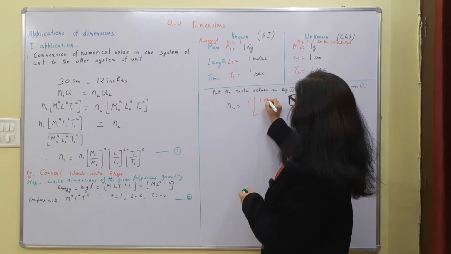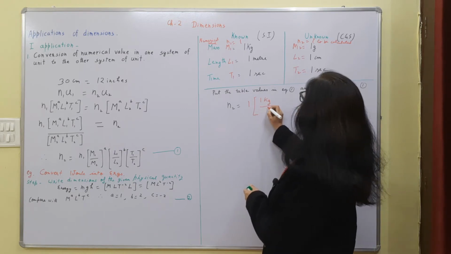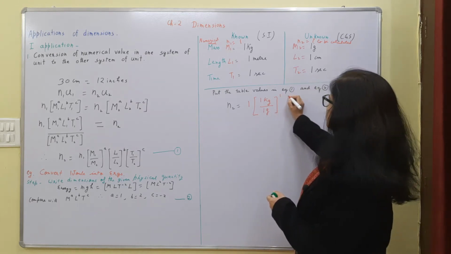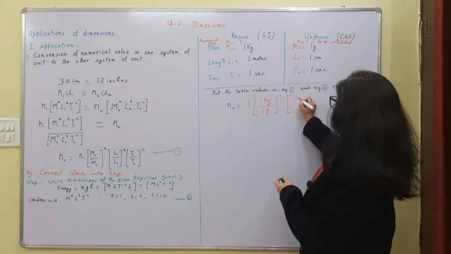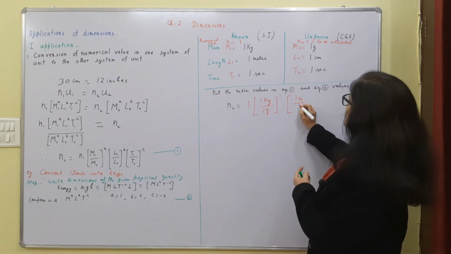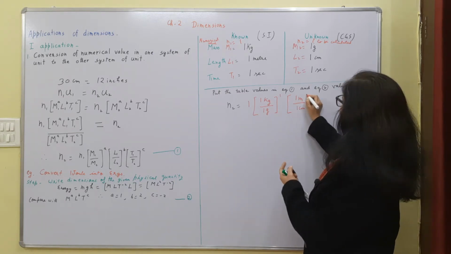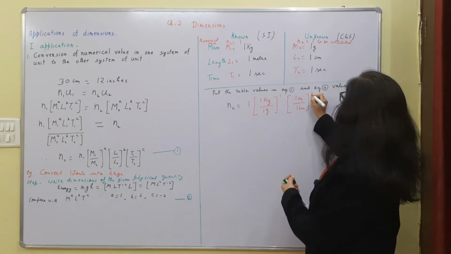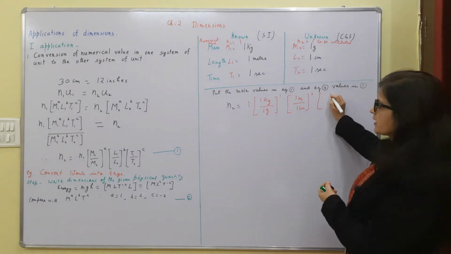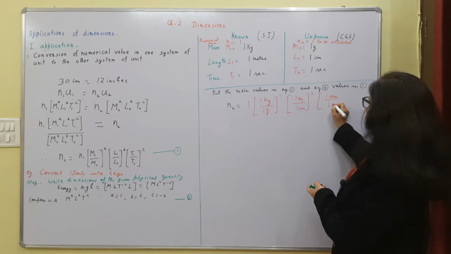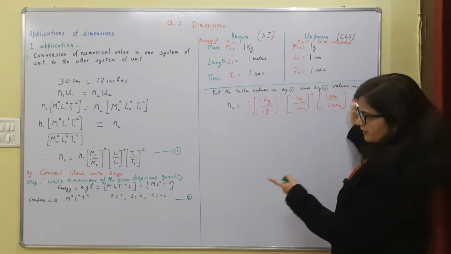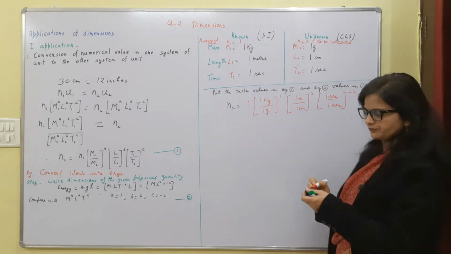M1 is 1 kg. M2 is 1 gram, to the power A is 1. L1 is 1 meter. L2 is 1 centimeter. B is 2. Similarly, T1 is 1 second. T2 is 1 second. Power is minus 2.